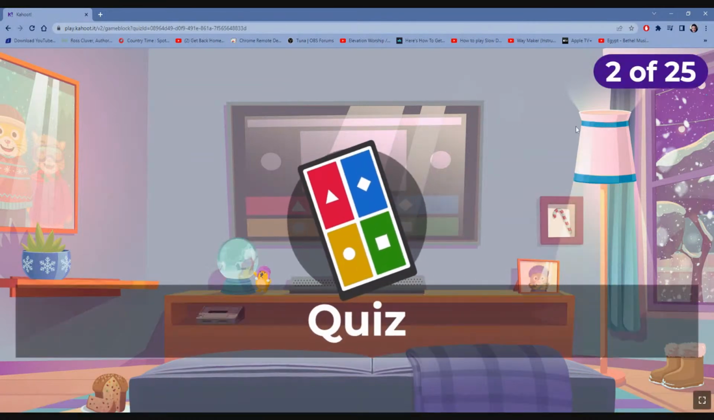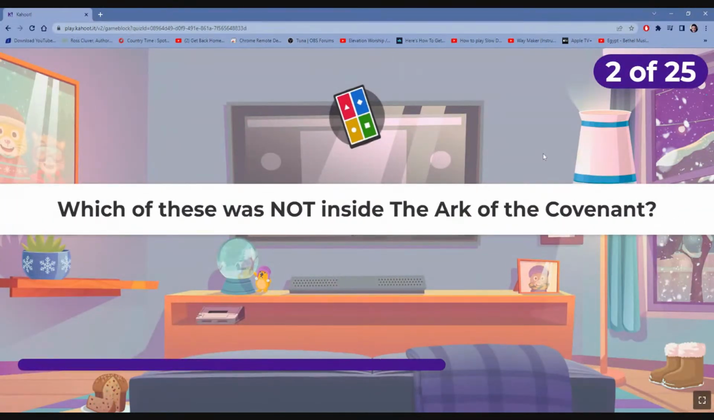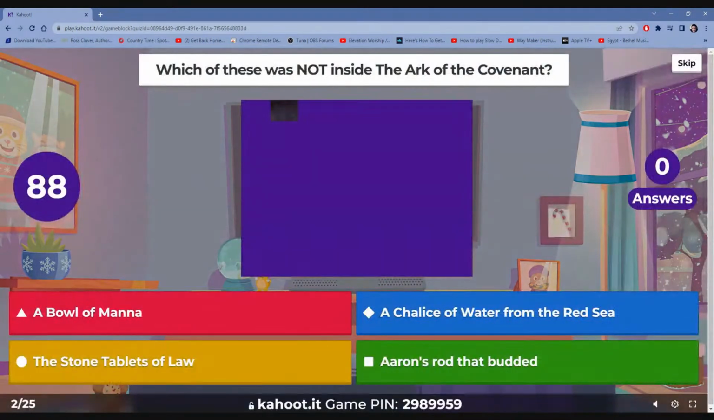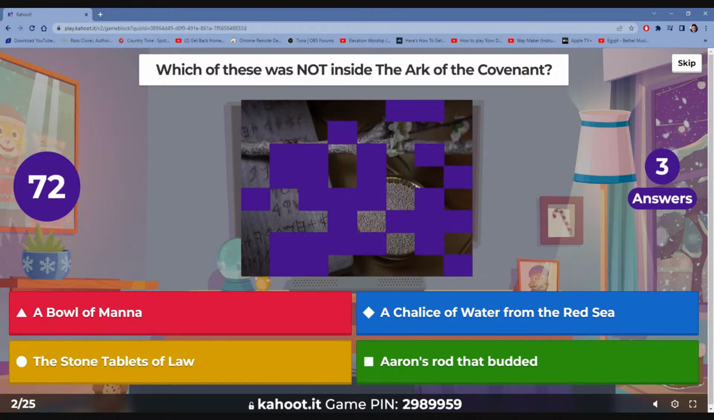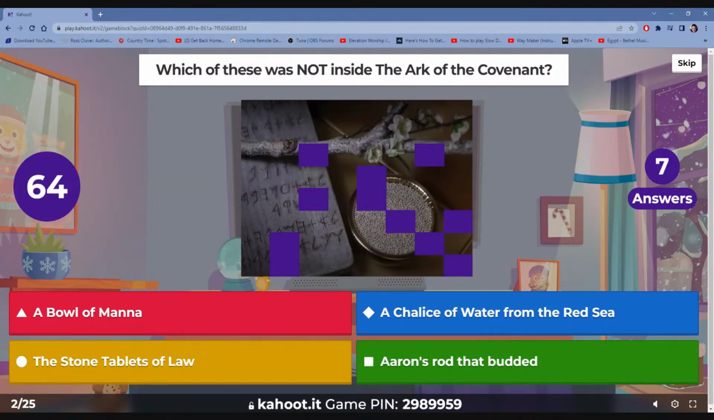I'm so glad Ace is in here. Which of these was not inside the Ark of the Covenant? And this is the one that requires knowledge of the book of Hebrews. So sorry. Red, bowl of manna. Blue, a chalice of water from the Red Sea. Yellow, the stone tablets of law. Or green, Aaron's rod that budded. I'm fairly certain that the only thing that we read only mentions one of these things.